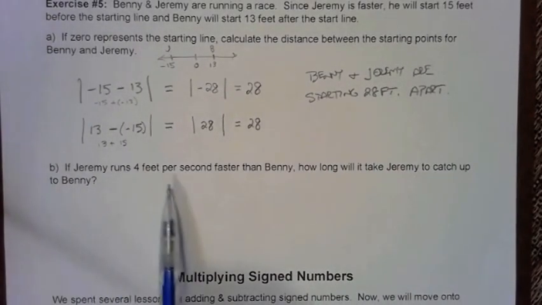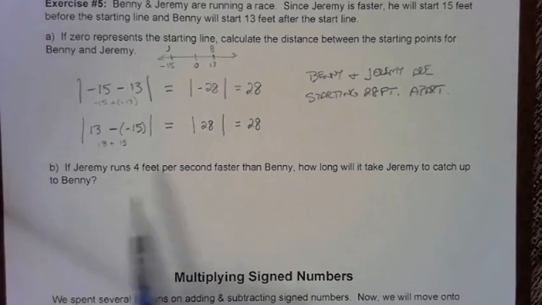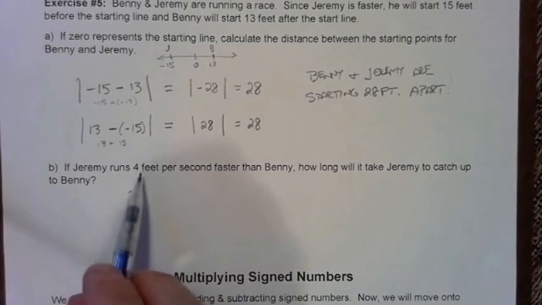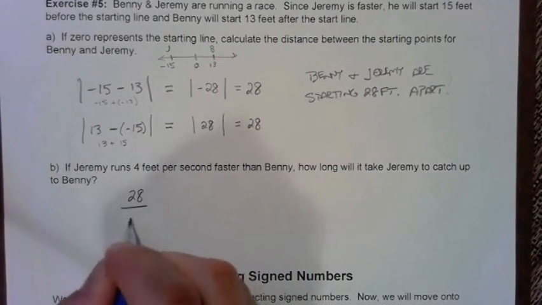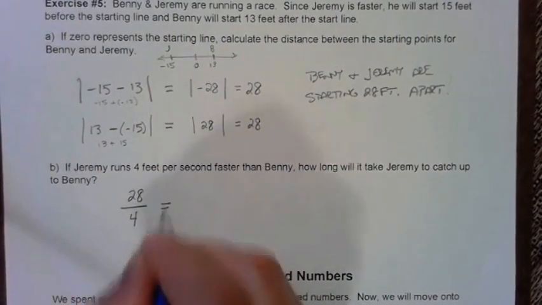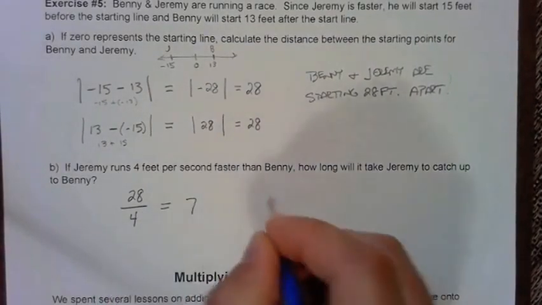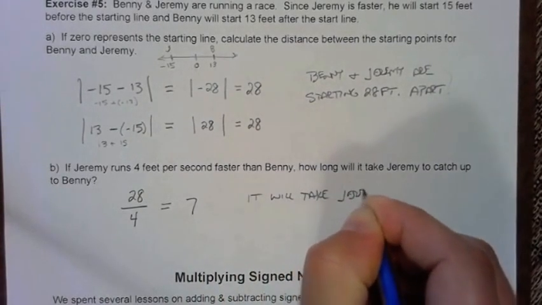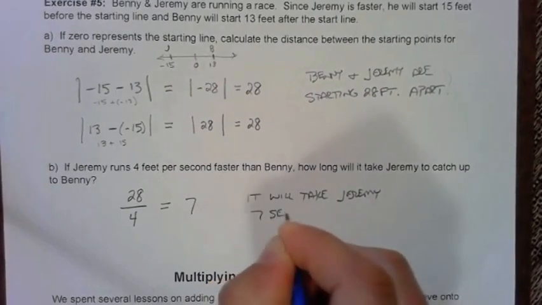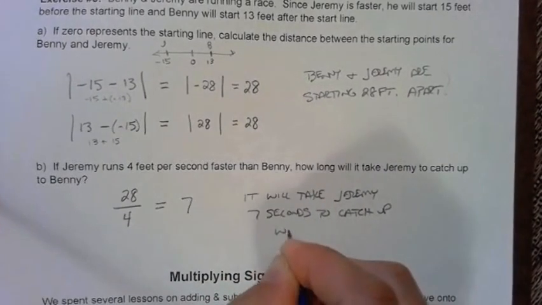Letter B, if Jeremy runs 4 feet per second faster than Benny, how long will it take for Jeremy to catch up to Benny? Well, we know that they're starting 28 feet apart. And if Jeremy goes 4 feet per second faster than Benny, all we need to do is take that distance of 28 feet and divide it by the 4 feet per second, and that will tell us how long it's going to take Jeremy to catch up. 28 divided by 4 is 7, so we can say it will take Jeremy 7 seconds to catch up with Benny.